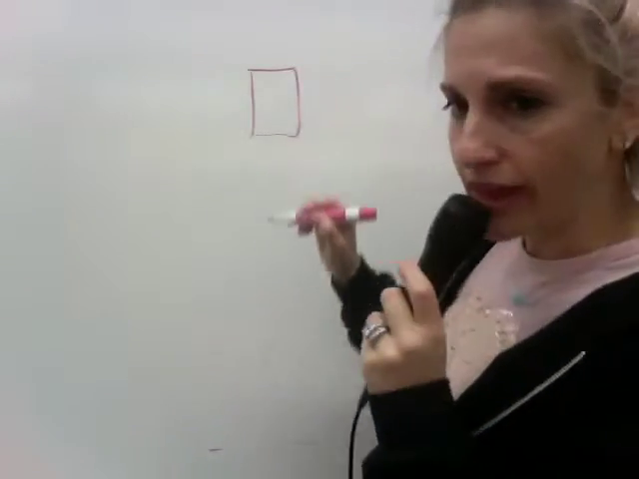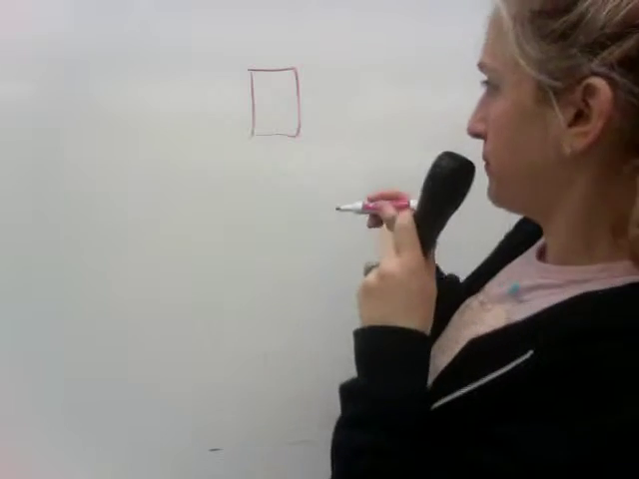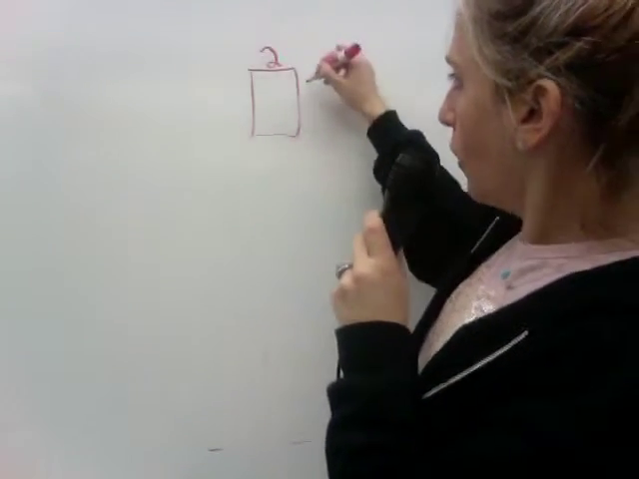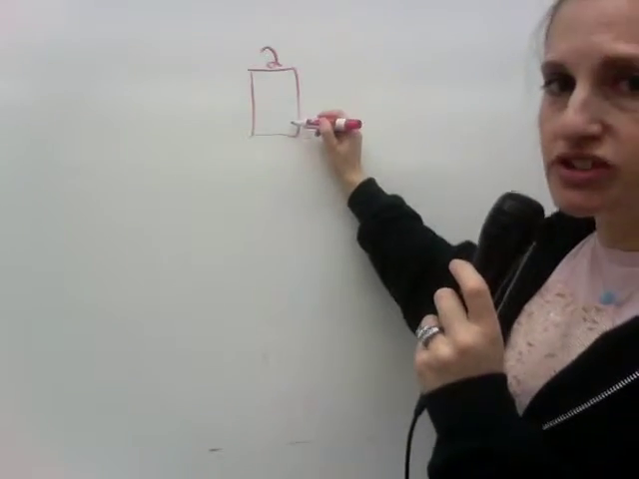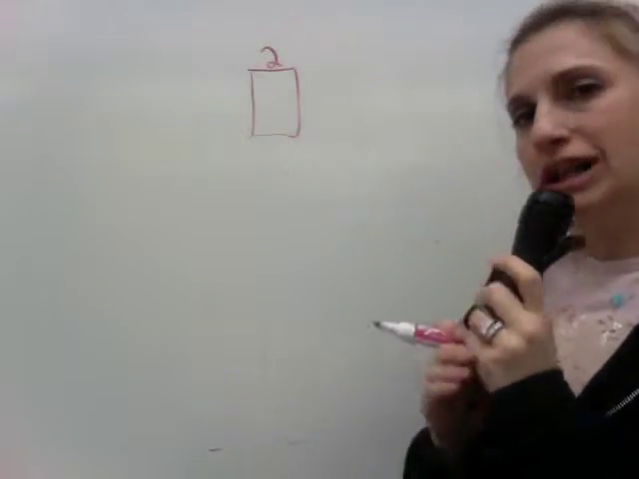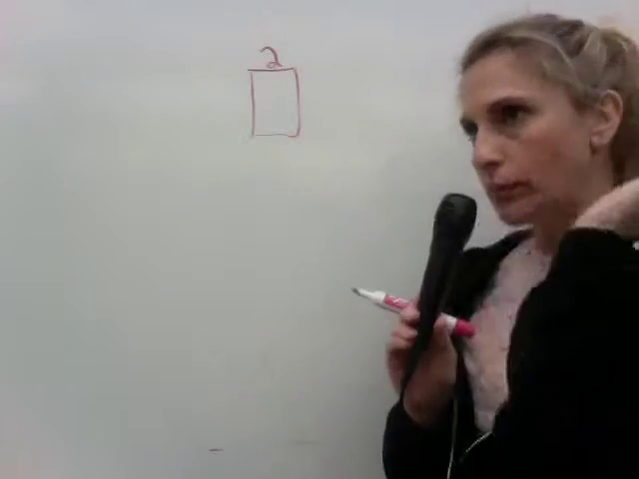So let's say that this is a square. And we know that all sides in a square are the same length. So if this is a 2, this is a 2, everything's a 2. But let's just say for fun, I'm just putting one number up.